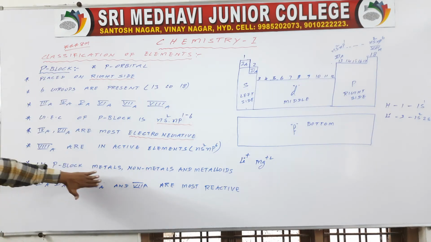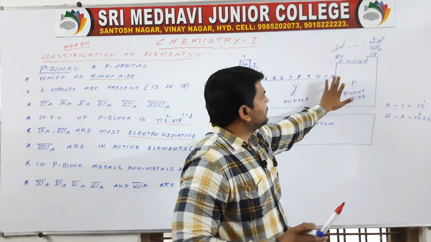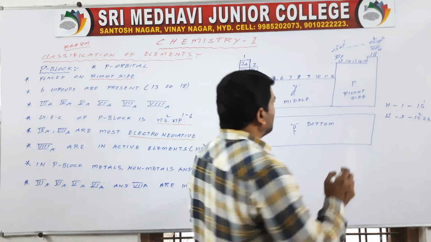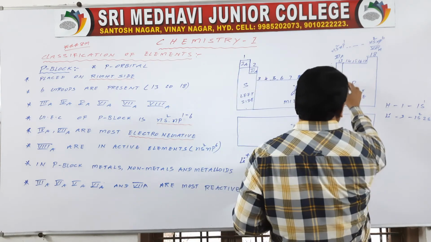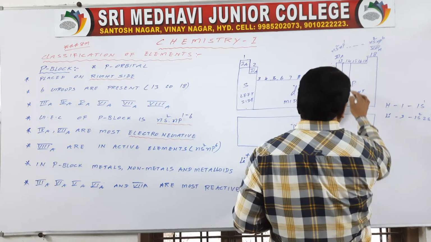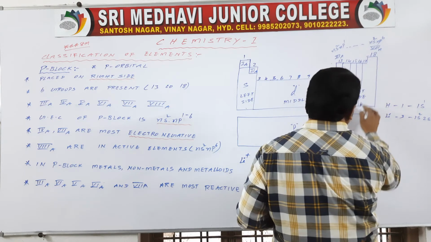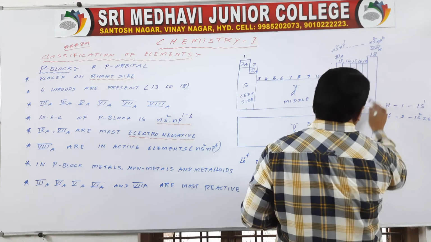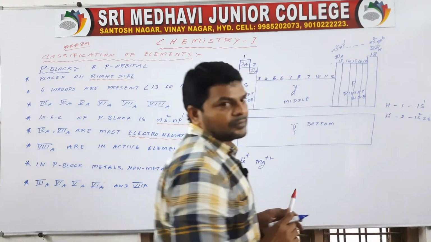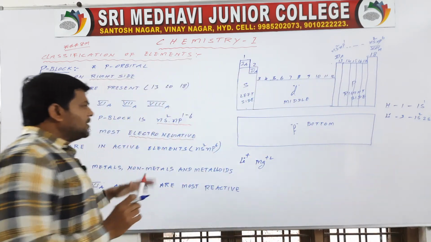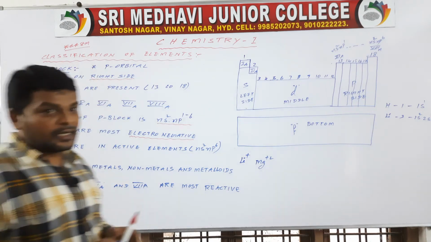So this is briefly about p block. How many blocks? 1, 2, 3, 4, 5 and 6. Okay, next we are going to discuss about d block.